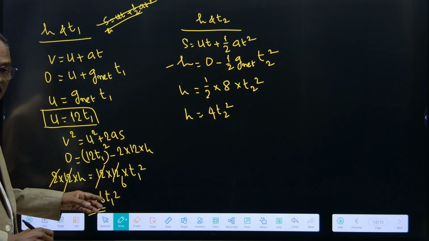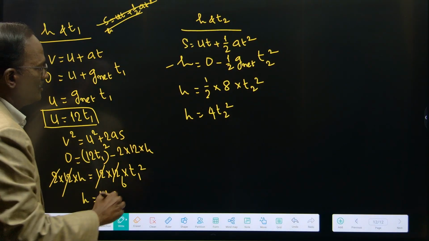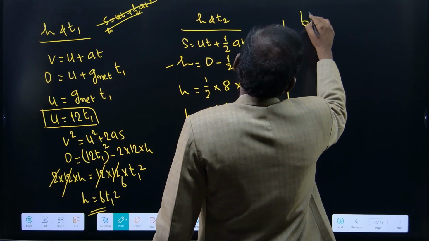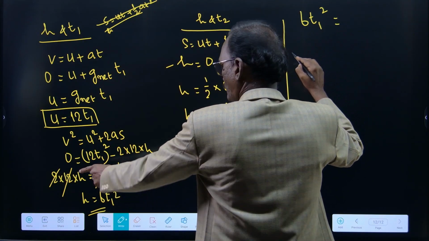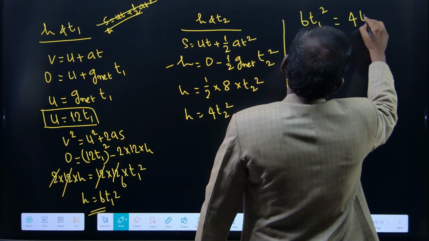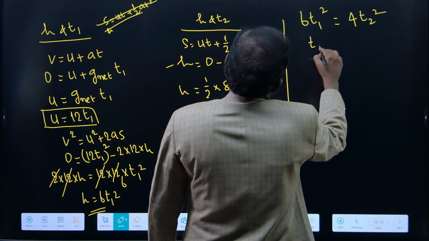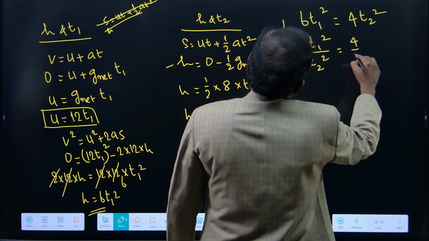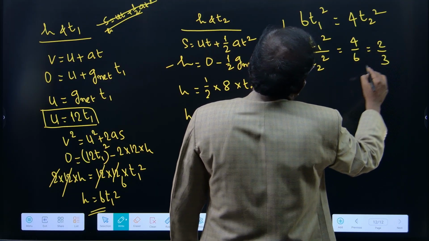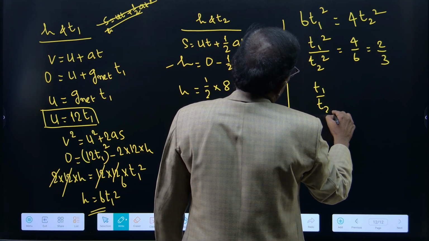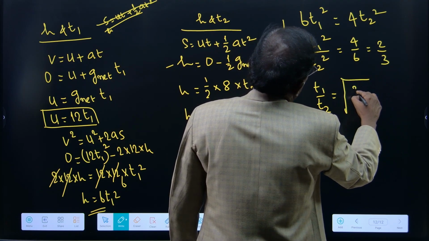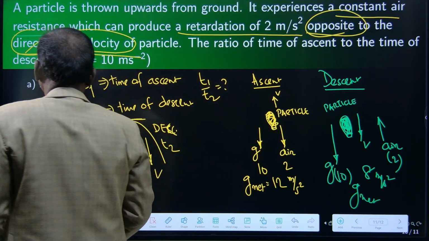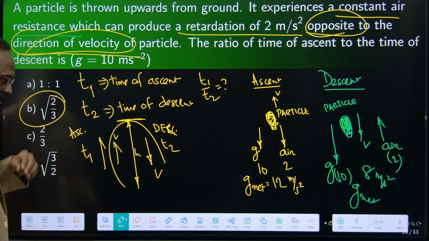Here H is equal to 6 T1 square. Here H is equal to 4 T2 square. So equating both H values, 6 T1 square is equal to 4 T2 square. T1 square divided by T2 square is equal to 4 by 6, that is 2 by 3. So T1 by T2, the ratio asked, is square root of 2 by 3. Square root of 2 by 3, option B.